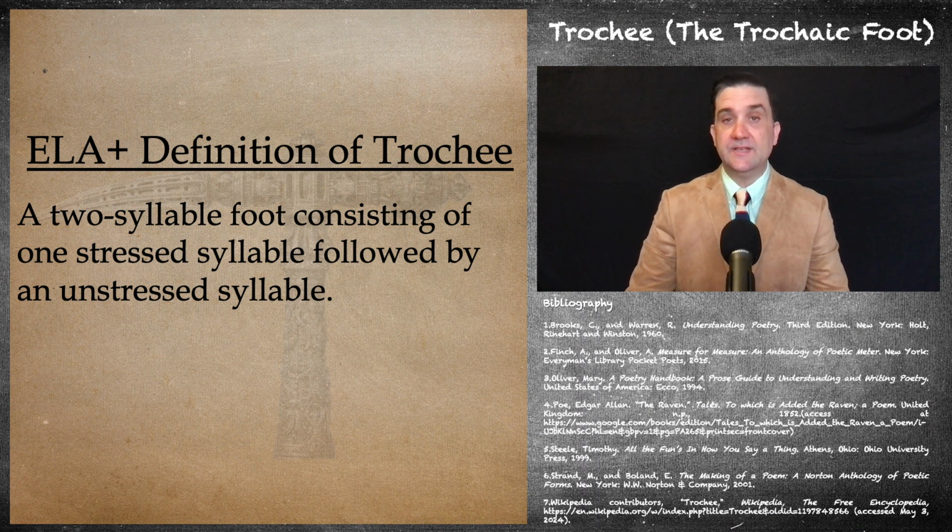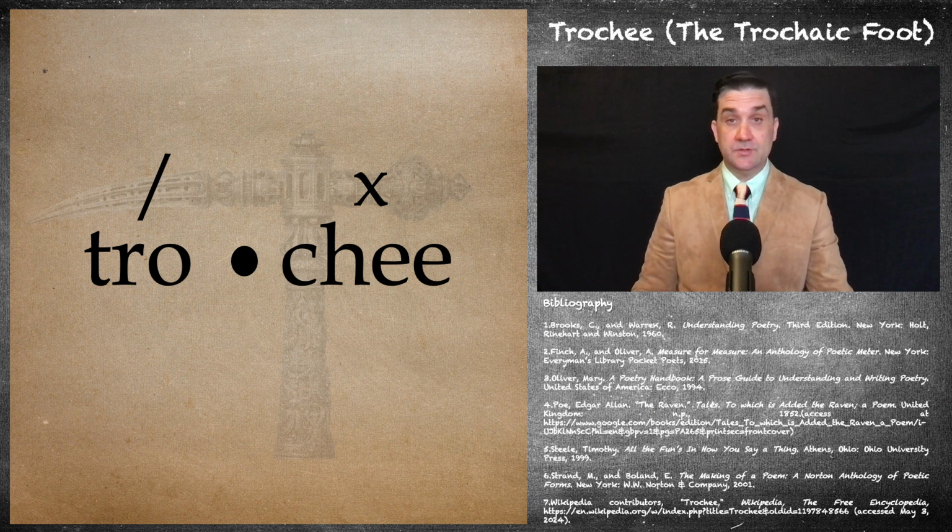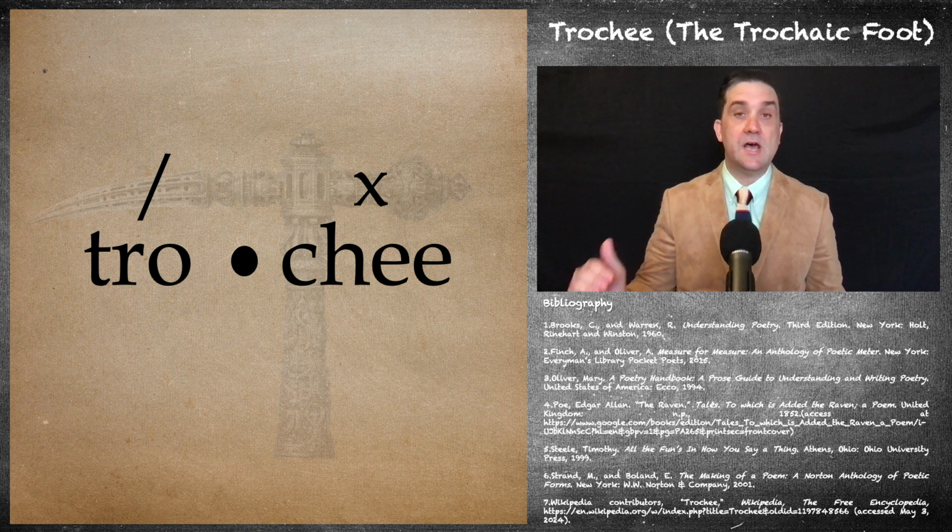And now that we know what a trochee is, let's take a look at what a trochee looks like. As it turns out, the word trochee is itself a trochee. Over here in the box, you can see that the first syllable of the word is stressed, while the second syllable is unstressed. It's pronounced TRO-chee, not tro-CHEE. Now this pattern of having a stressed syllable followed by an unstressed syllable makes the trochee what we call a falling foot. The reason we call it a falling foot is because we start out on high with the stressed syllable before falling down to the unstressed syllable.